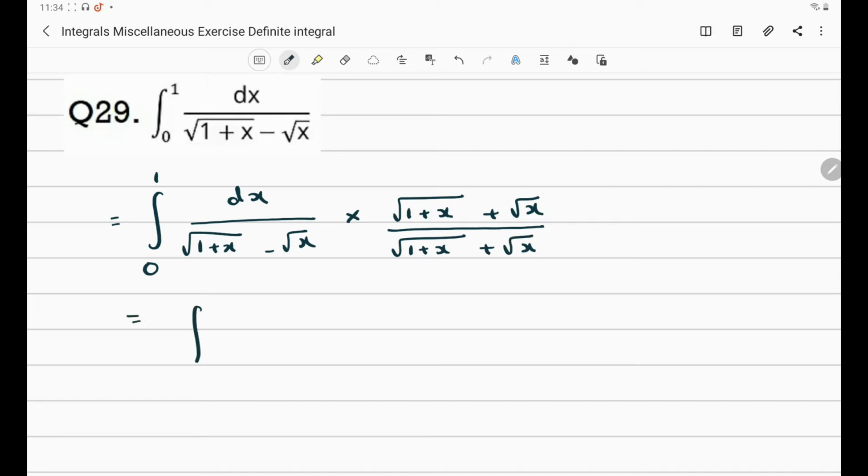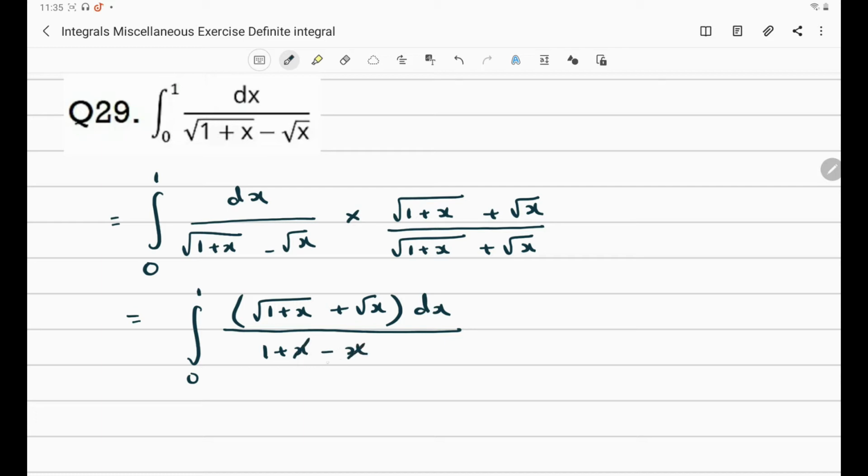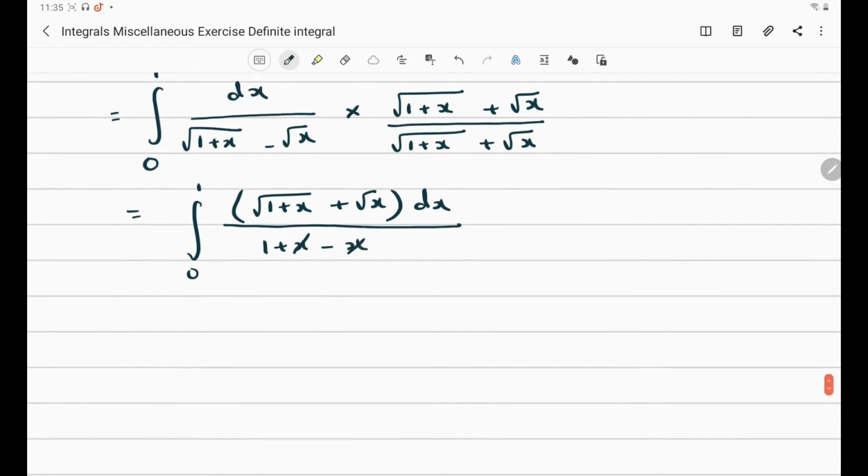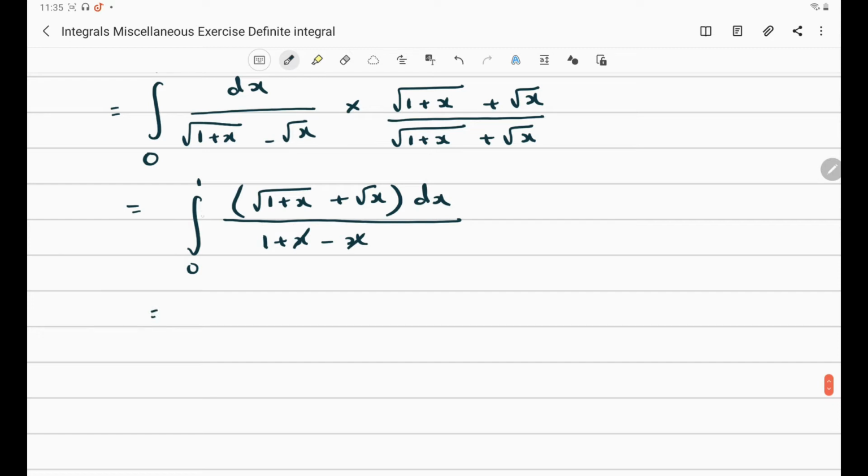So, we get this as integral 0 to 1 root 1 plus x plus root x dx divided by square root of 1 plus x minus root x into square root of 1 plus x plus root x, which will be 1 plus x minus x. So, the denominator becomes 1. So, now it is simply integral of root 1 plus x plus root x.